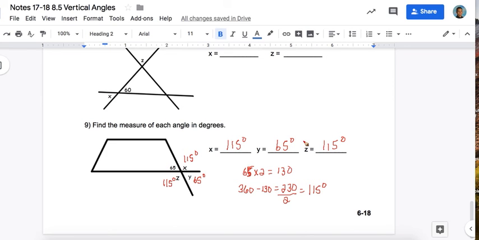So remember, vertical angles share the same vertex. And the angles are across from each other when the two lines cross. That concludes our notes on vertical angles.